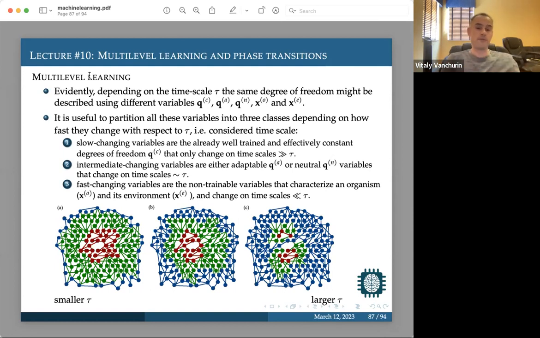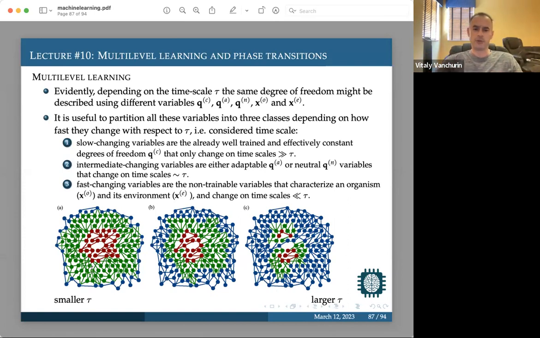And so here it is. Some variables are just constant, core variables. Some variables go too fast, they are non-trainable degrees of freedom for you, and you can just integrate them out. And the others change on your considered time scale, and those can be adaptable variables or neutral variables. Those are the interesting ones, the ones you have to pay attention to on the considered time scale. And so this picture illustrates that you have the same network of connections of how things influence each other.